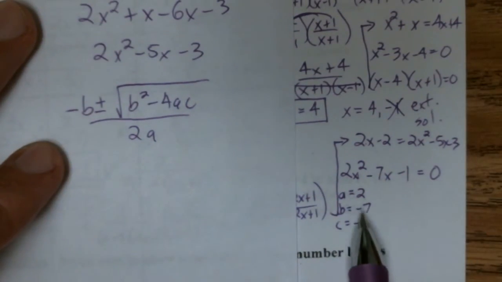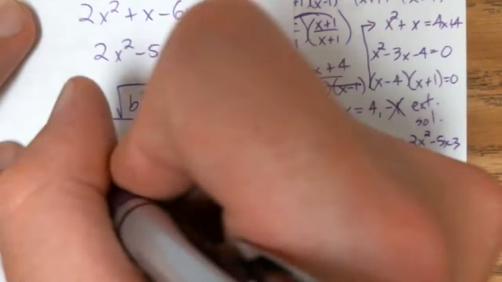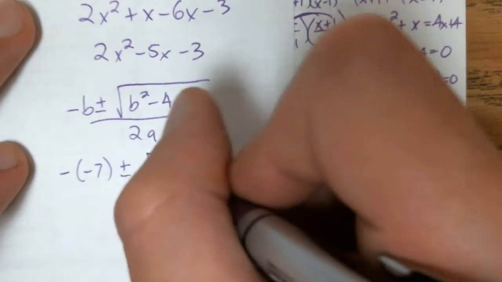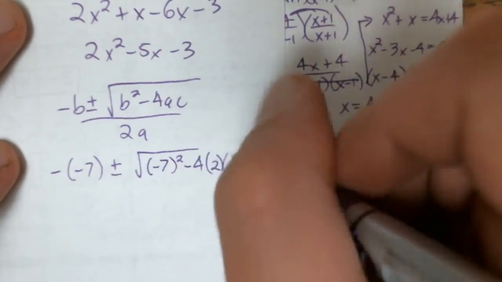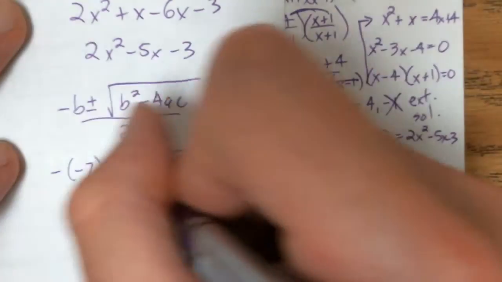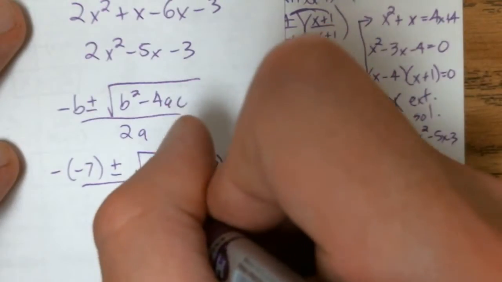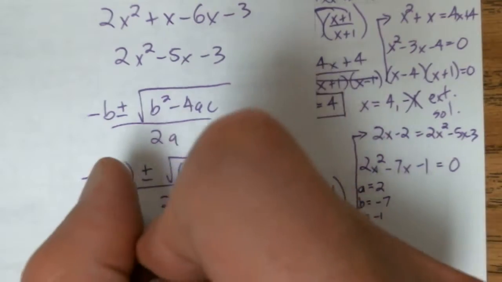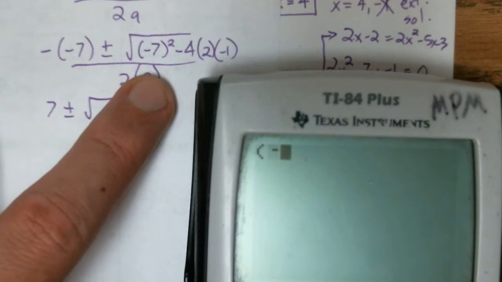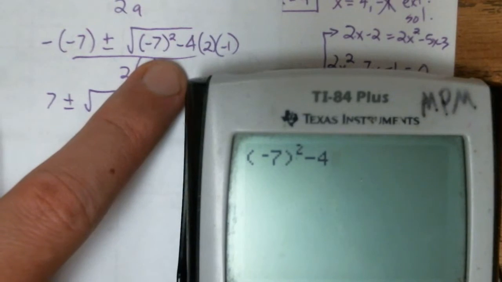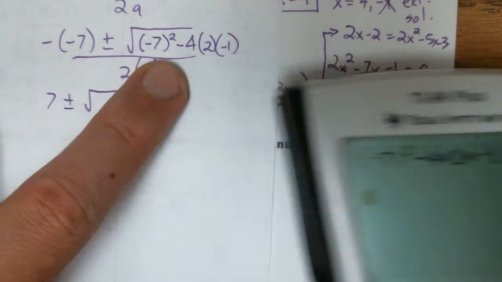Quadratic formula is negative b plus or minus square root of b squared minus 4ac all over 2a. Okay, so my b is negative 7, but it's negative b, so it's negative 7 plus or minus the square root of negative 7 squared minus 4 times a, which is 2, times c, which is negative 1, all over 2 times a, which is 2. 2 times 2. Okay, so negative 7, that gives me 7. Plus or minus, just type all this in your calculator. It's probably the easiest thing to do. Parentheses, negative 7 squared minus 4 times 2 times negative 1. Okay, 57. Square root of 57, all over 2 times 2, which is 4.